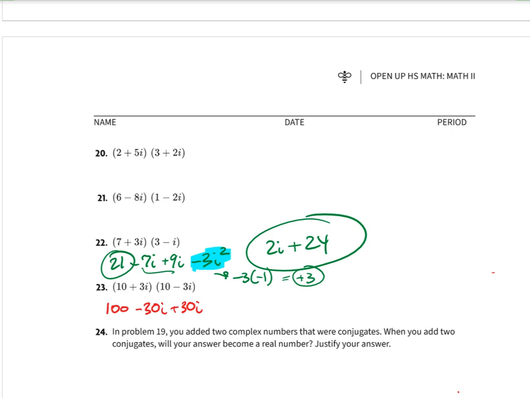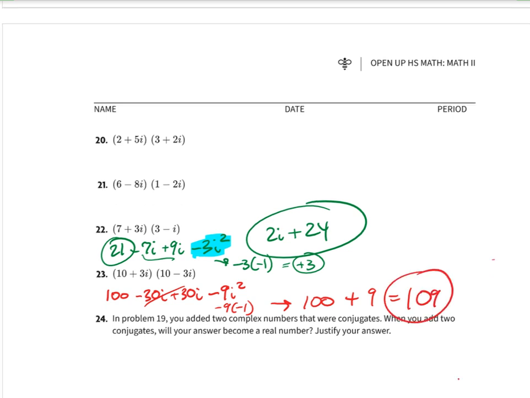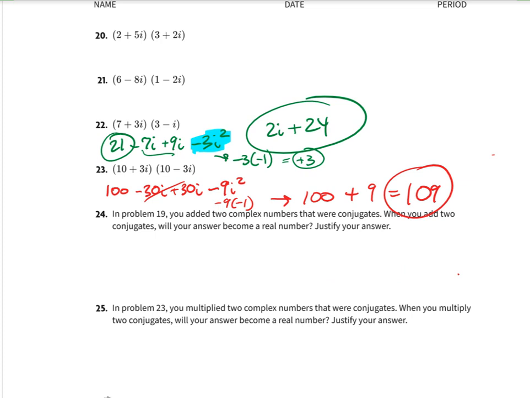So here you can see that these guys right here cancel each other out, and then we're left with minus 9i squared. So this minus 9i squared ends up being minus 9 times minus 1. All right, so this ends up being 100 minus a negative 9. Or sorry, not minus a negative 9. I'll write it as plus 9. Equals 109. And we already talked about number 25.